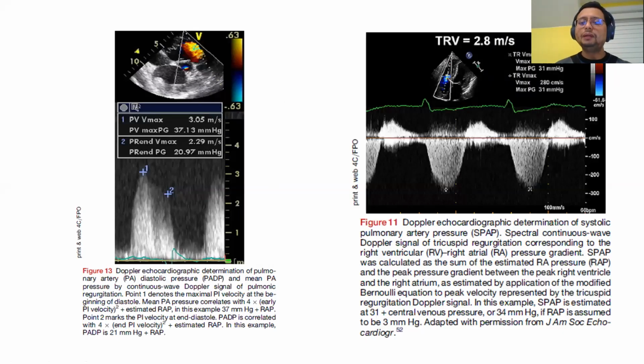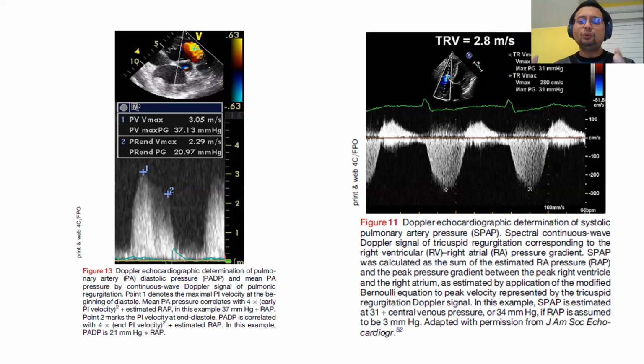Okay, now if you have pulmonary hypertension, you know that pulmonary hypertension is divided into 5 classes. Class 1 is pulmonary arterial hypertension, that's your idiopathic pulmonary hypertension, secondary to congenital heart disease. Then you have type 2, secondary to left-sided heart disease. You have type 3 because of lung disease, type 4 because of chronic thromboembolism, and type 5 is miscellaneous. Out of all these 5, only type 2 is because of left-sided heart disease.